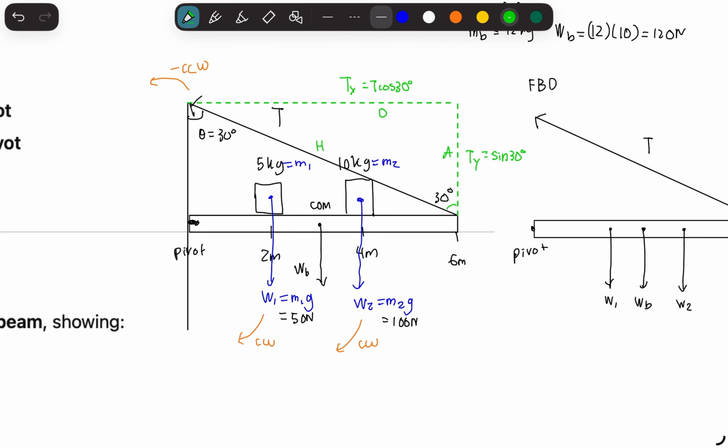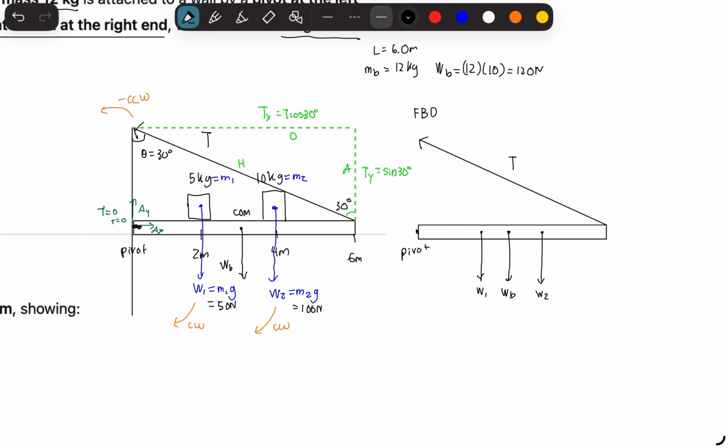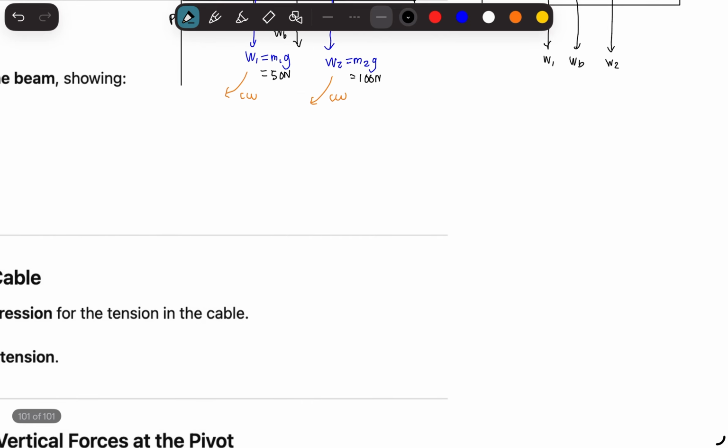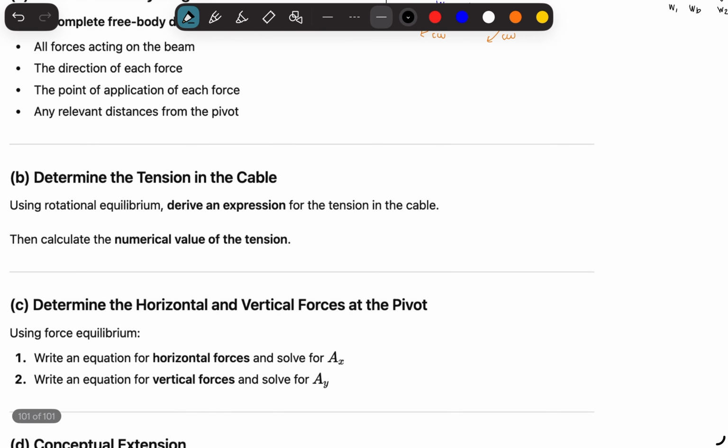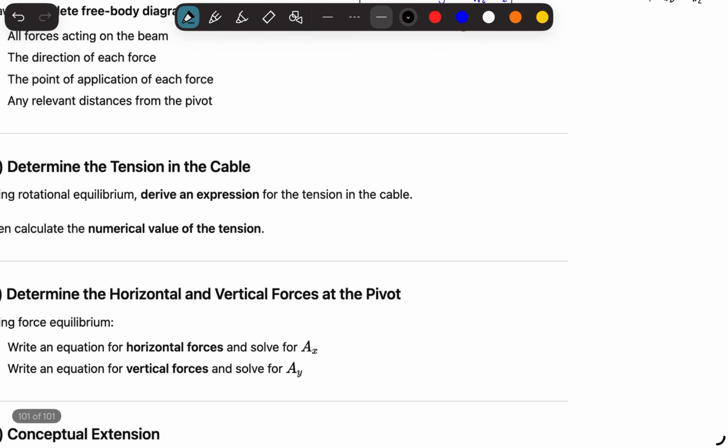Your pivot also has forces as well, AX and also AY, but the torque from them is 0. So let's solve for our tension in part B. Using rotational equilibrium, derive an expression for the tension in the cable.